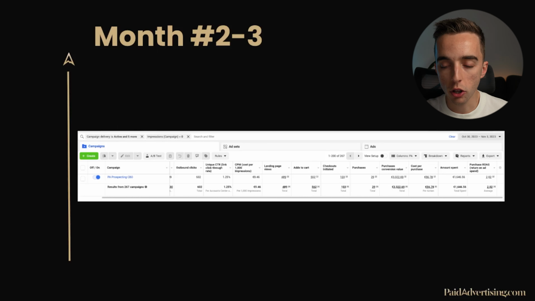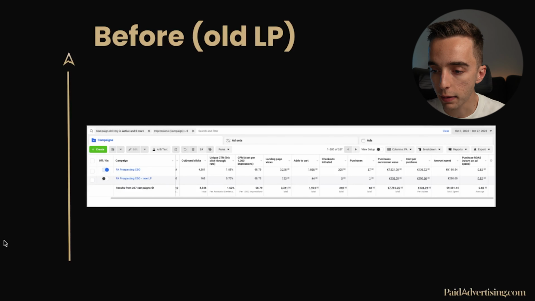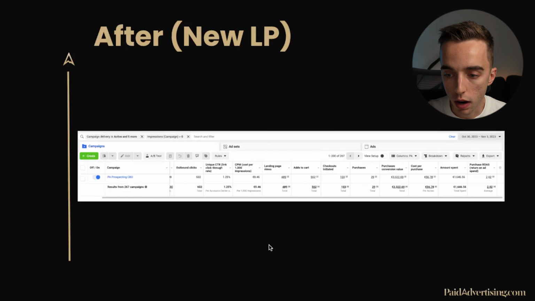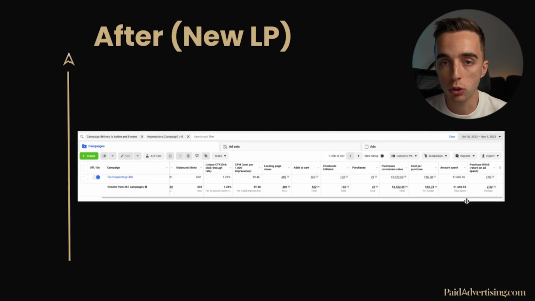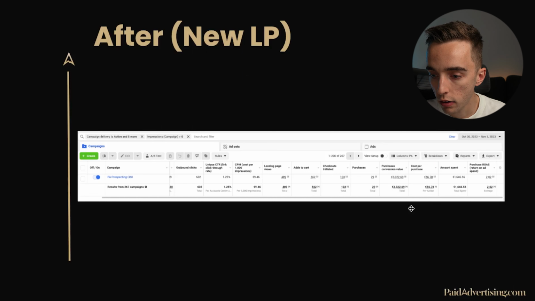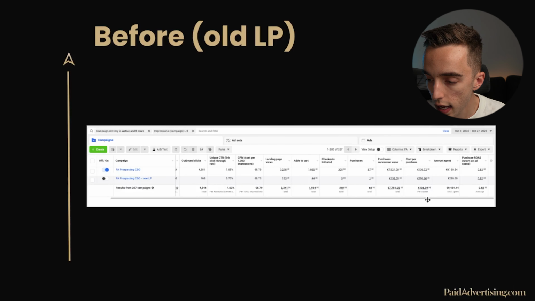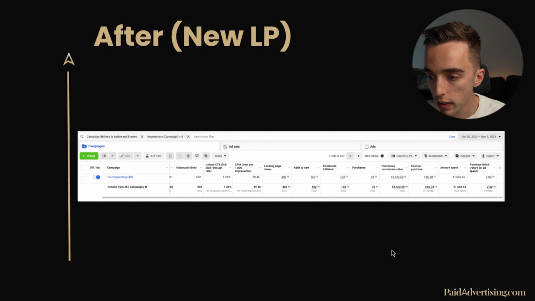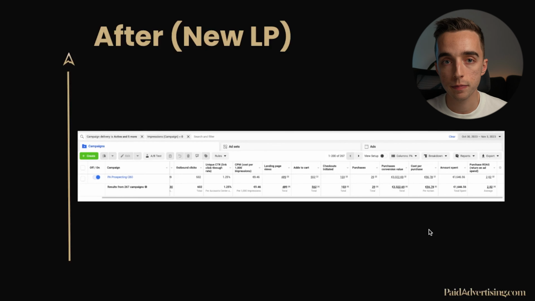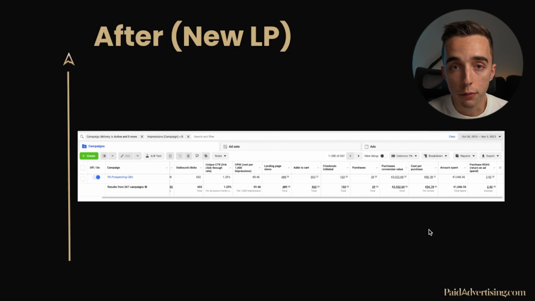They've never seen that high of a ROAS ever on their account. If you look at it, this is the before, the old landing page: 1.6% click-through rate and 0.8 ROAS. Now we slightly dropped click-through rate to 1.25%, but even with this drop, 2.02 ROAS, which shows the landing page converts better. Our CPA went down from 138 euros all the way down to 56 euros, so we lowered it by about 2.5x.